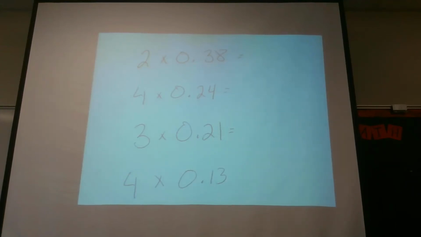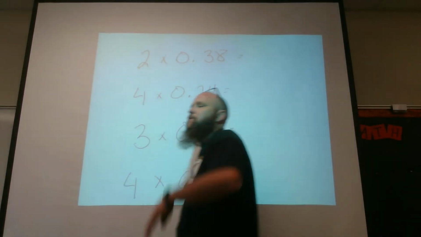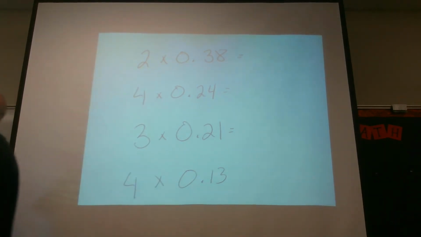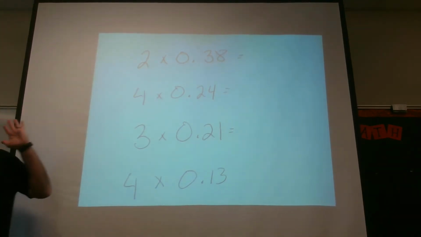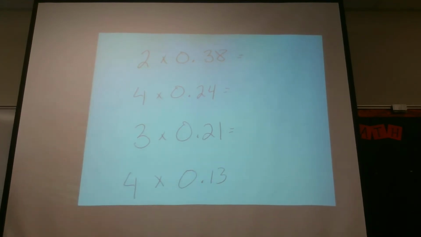All right, before we start going over this, let me ask a question. How many of you have ever been told that when you multiply a number, it always gets bigger? That's not always true. If you multiply a number by 1, it stays the same, correct? If you multiply a number by something bigger than 1, your number gets bigger, correct?